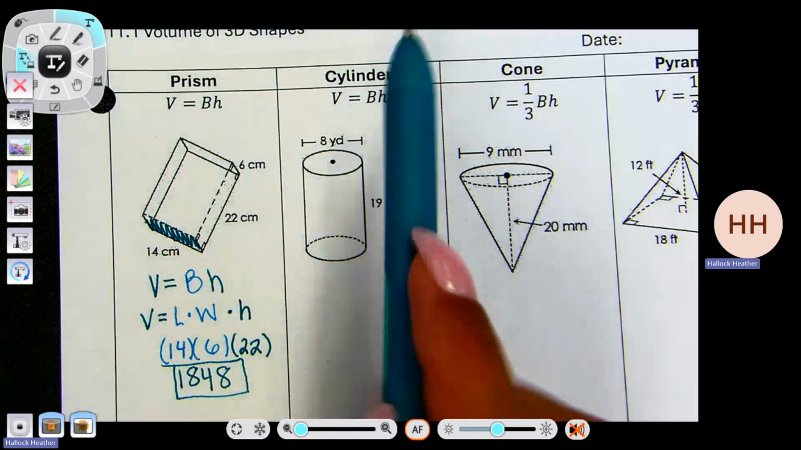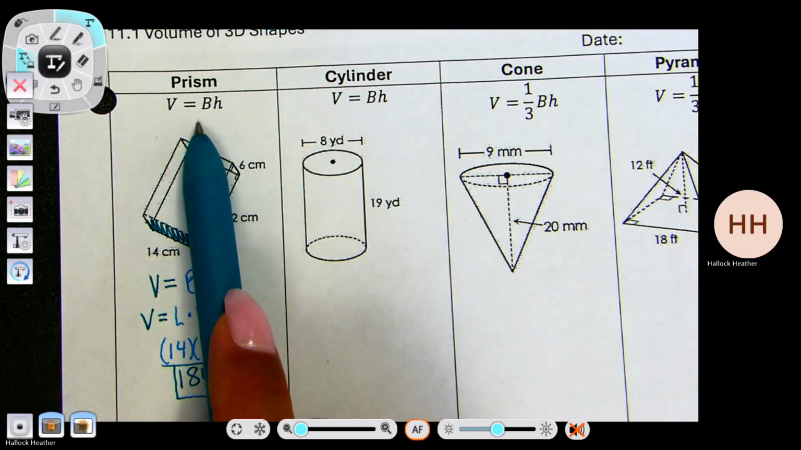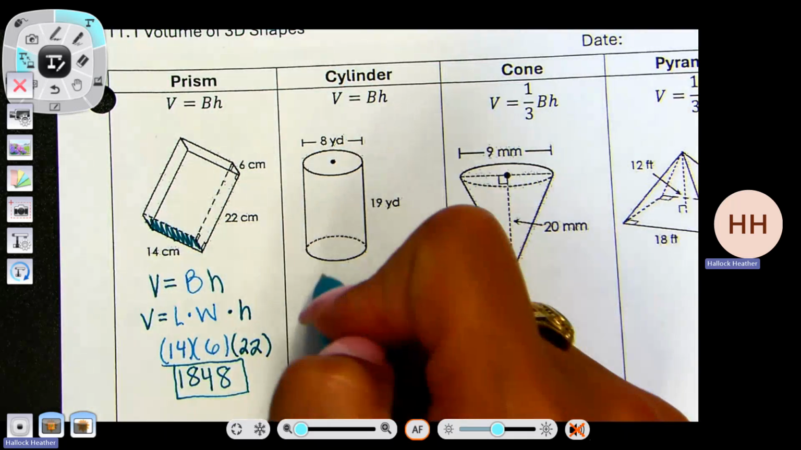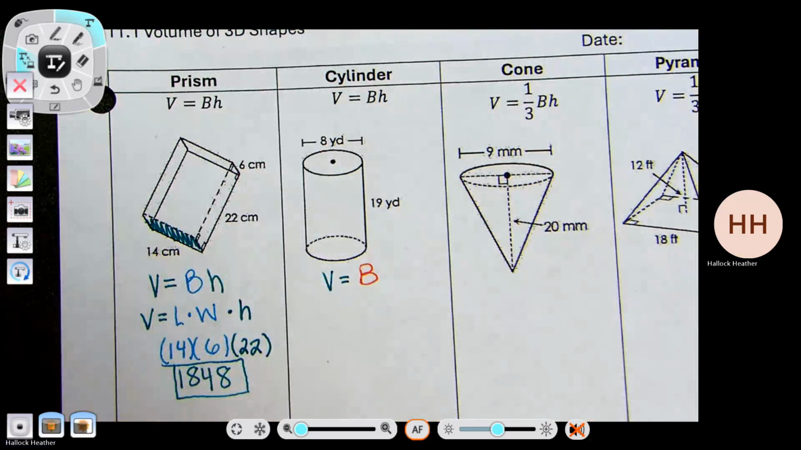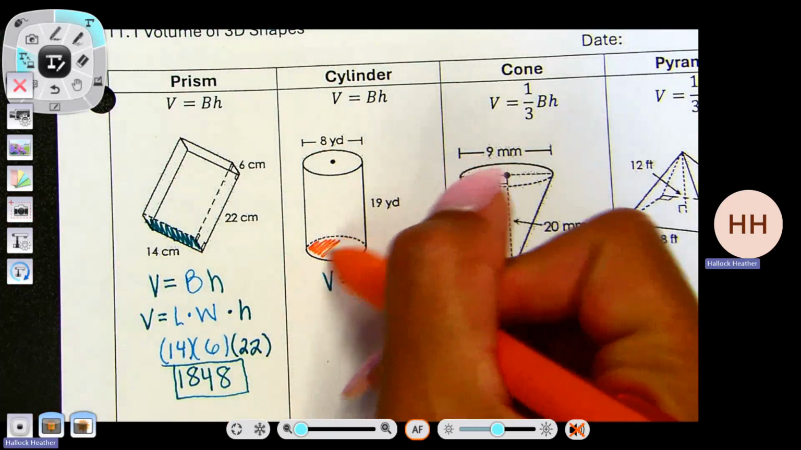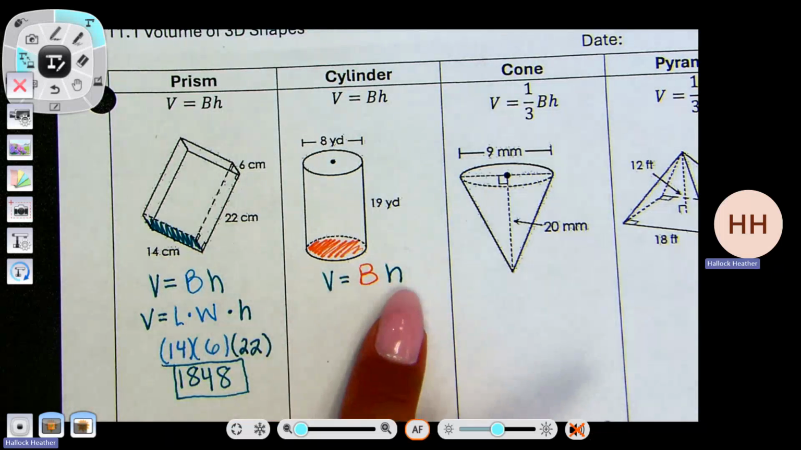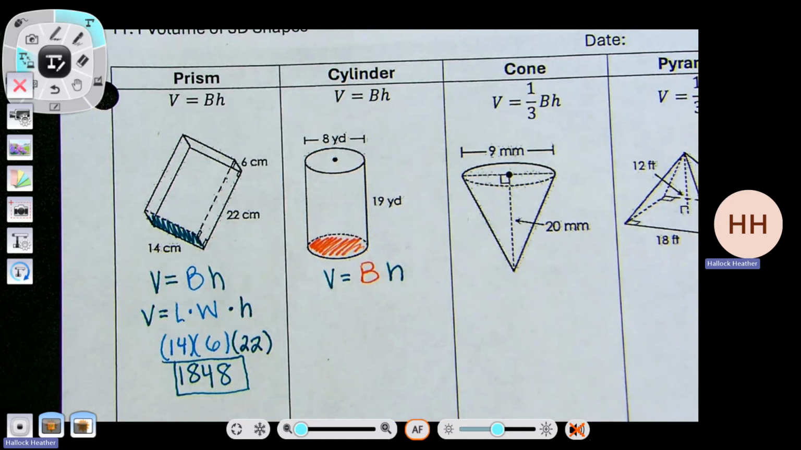A cylinder, if you look at the blue sheet, has the same formula as a prism. But now my base is not a rectangle. So we're using the same original formula, but big B is not a rectangle. What shape is my base? A circle. So I'm not using length times width as my base. What's the formula for area of a circle? Pi r squared. If you look at the formula sheet, it tells you area of a circle is pi r squared. So the hardest part is replacing big B with a different formula.